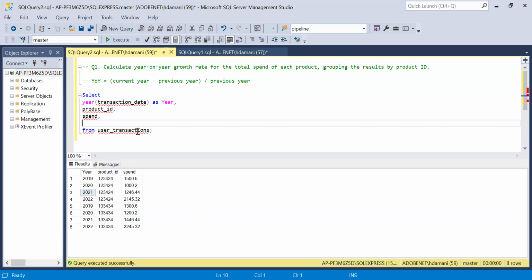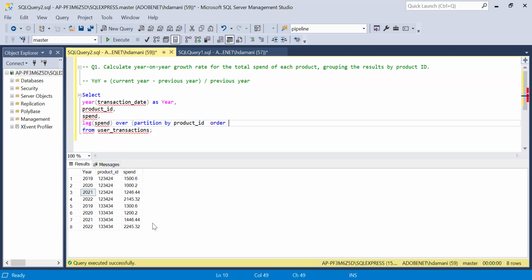Let me quickly show you how it will look. Let me use both, so that it will be easy for you to compare. I'm using lag, and lag of which value we need over here: spend. Then OVER. Since this is a window function, we have to use PARTITION BY and ORDER BY. I'm using PARTITION BY product ID.